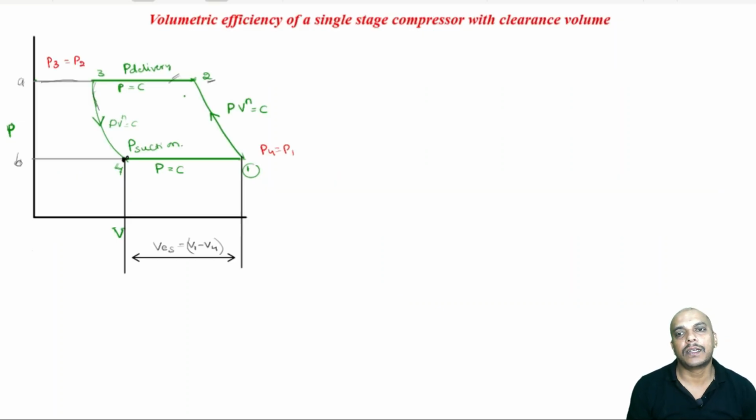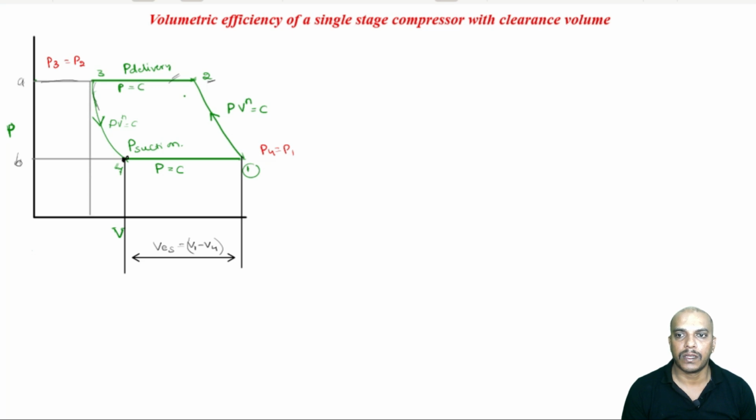In this video, let us derive an equation for volumetric efficiency of a single stage compressor with clearance volume. Now I have taken a PV diagram with clearance volume, and we already know that effective swept volume is between V1 and V4. So this will be our V1 minus V4, and V3 is our clearance volume.